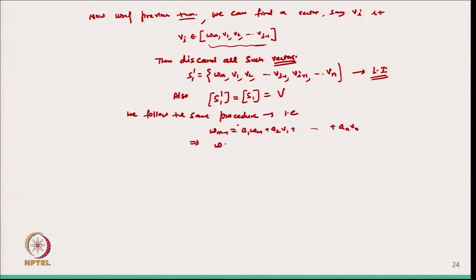Or I can say that we can write Wm minus 1 belongs to the span S1. We can write, no problem. So now I write a set S2 the same way, writing Wm minus 1, Wm, V1, V2, whatever the elements remaining here. So out of this one I am collecting up to Vn, and this is again linearly dependent.